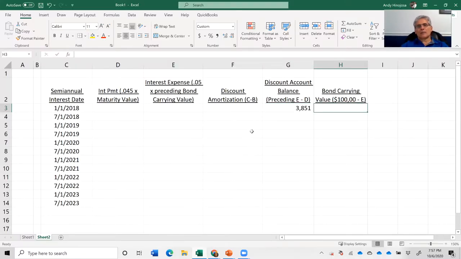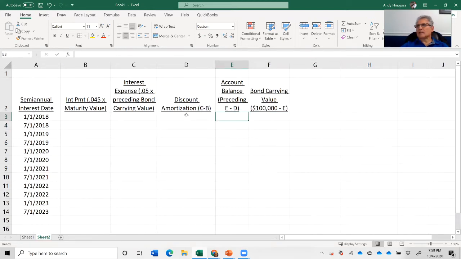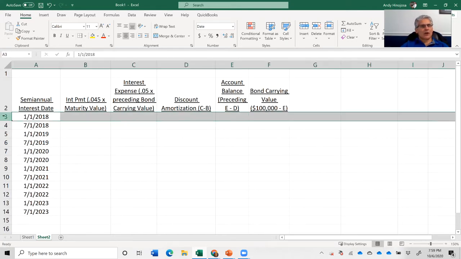And then to come up with the bond carrying value, we're simply going to take 100,000 and subtract from that the balance in the discount account. So the bond carrying value is computed by taking $100,000 minus E. So when we have the amortization table we need, we'll go ahead and label it out. This is exactly the way it's set up on the PowerPoint. The first line on the date of issuance, we're going to simply list the carrying value.